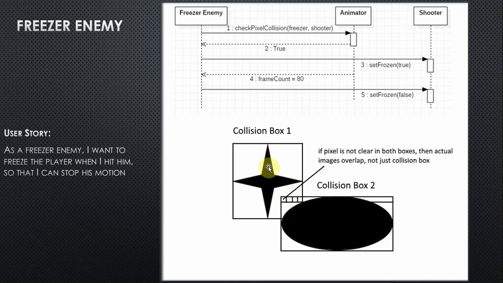So every time these boxes collide, we go through every pixel on both images, and if that pixel is not clear in collision box 1, meaning it's an actual part of the image, and it's also not clear in collision box 2, meaning that it's an actual part of the image, that means that the actual images are overlapping pixel wise, then it returns true. So if it returns true, then the freezer enemy sets a frozen variable on the shooter to true. This variable stops the shooter from being able to move. Then after 80 frames, we set the variable back to false, which means the shooter can move again.